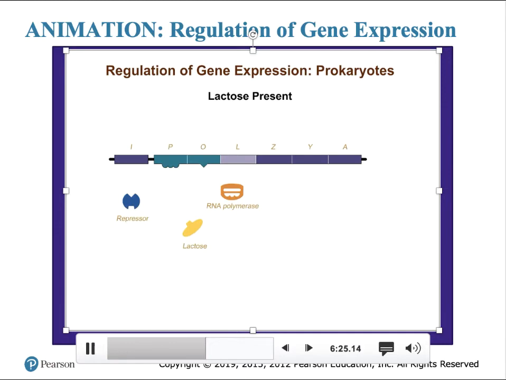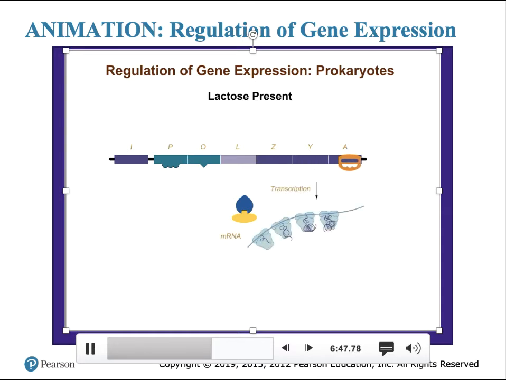When lactose is present, enzymes are needed to metabolize the lactose. The repressor binds to lactose at the lactose binding site. When this occurs, the operator binding site is altered and the repressor is unable to bind to the operator site. RNA polymerase binds to the promoter and can proceed past the operator site. mRNA from the structural genes is produced and then translated into the enzymes involved in the metabolism of lactose.